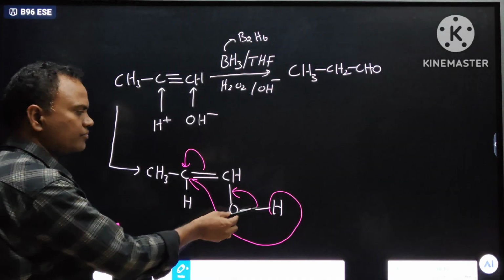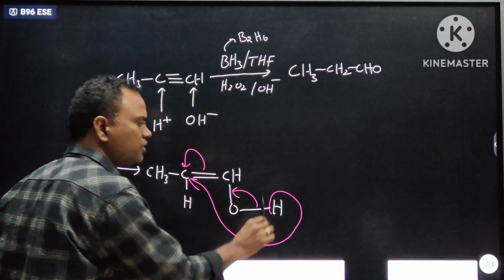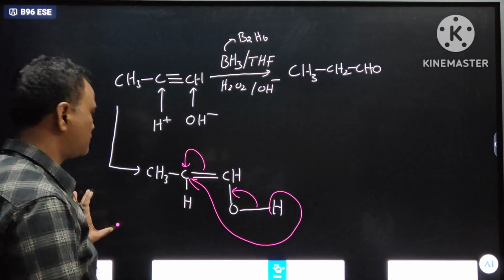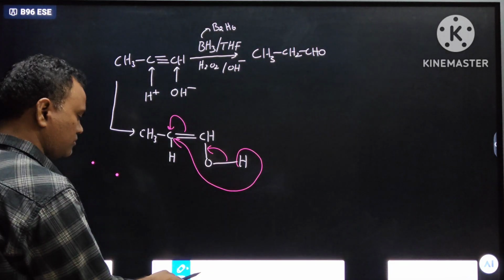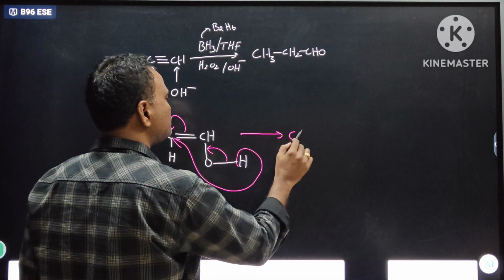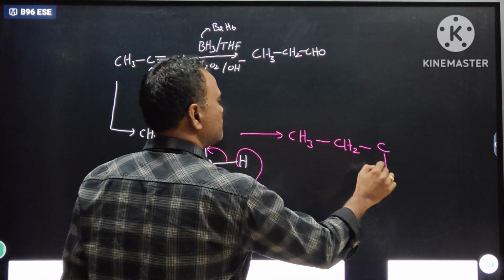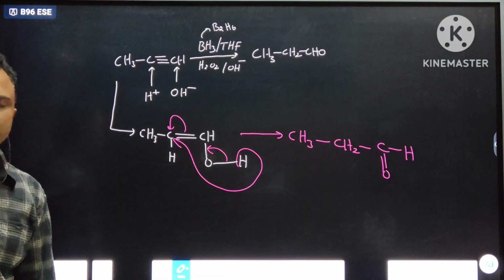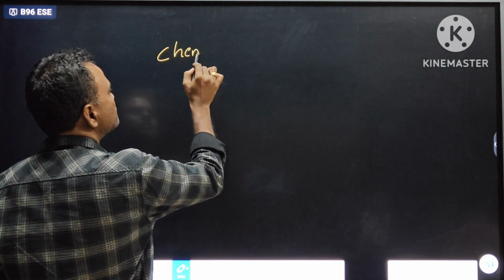Once again see, shift this bond, attach hydrogen. So CH3, CH2, C double bond OH, that is nothing but aldehyde. Aldehyde properties, chemical properties.